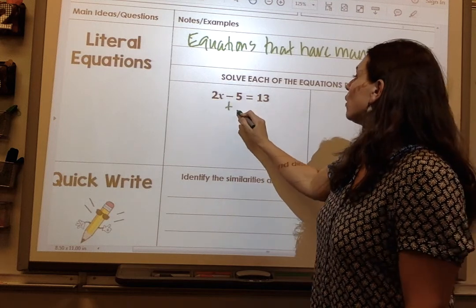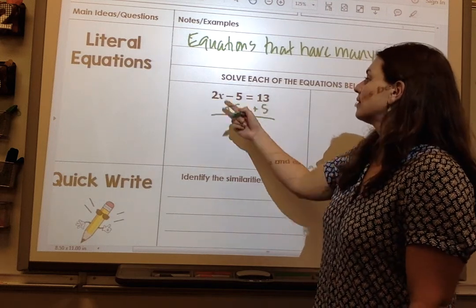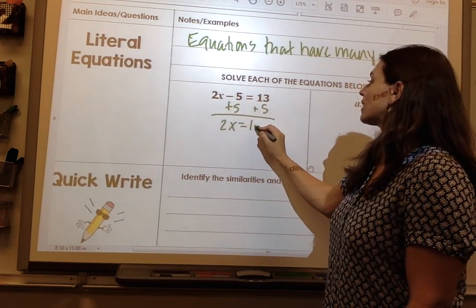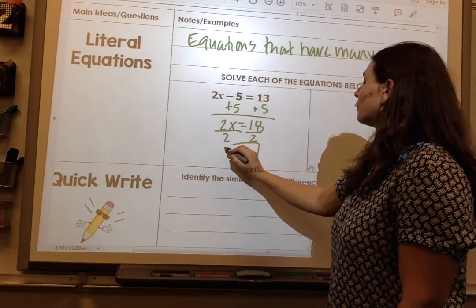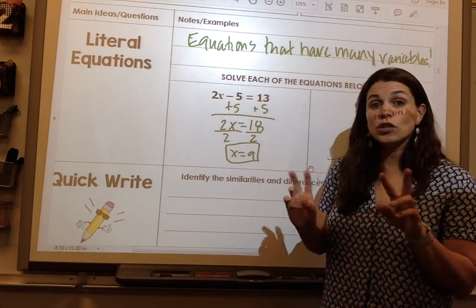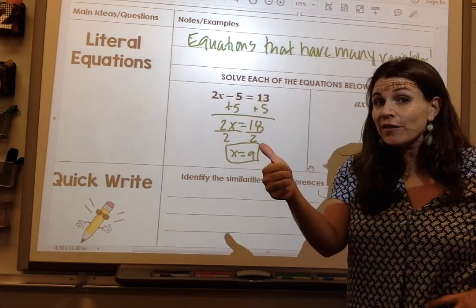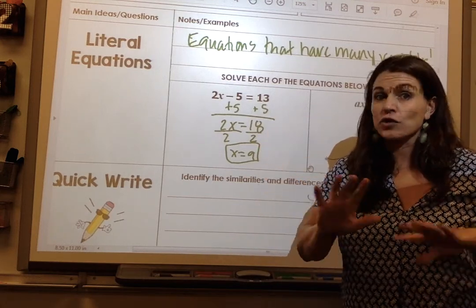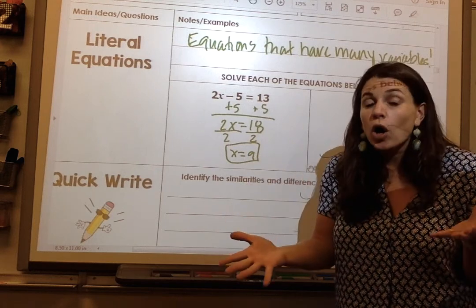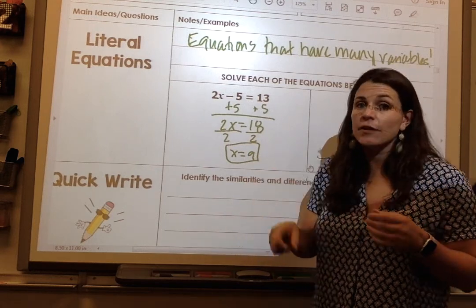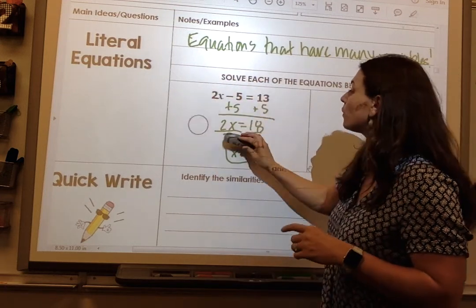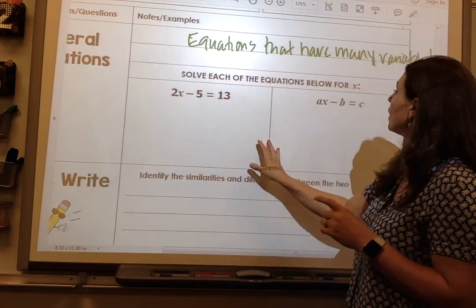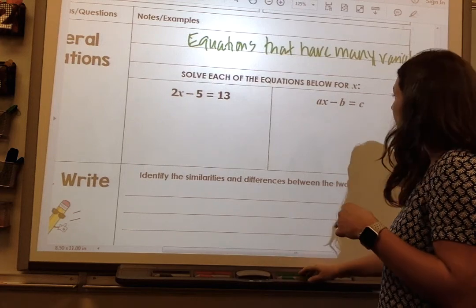So over here, we know we're going to add 5 to both sides. And I have 2x equals 18. And then I divide by 2, and then x equals 9. Notice the only two steps that we're using are additive inverse and multiplicative inverse. That's the steps we always use to solve equations. Even though it's a literal equation, I'm going to solve it the same way.